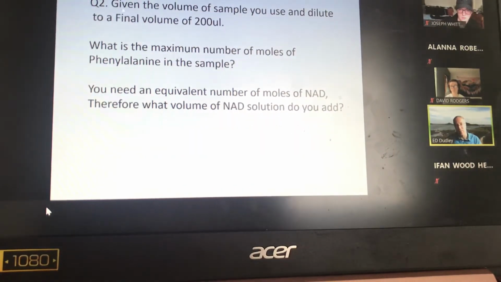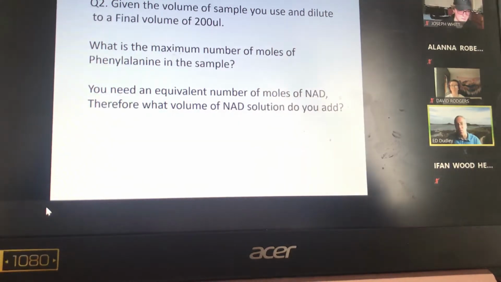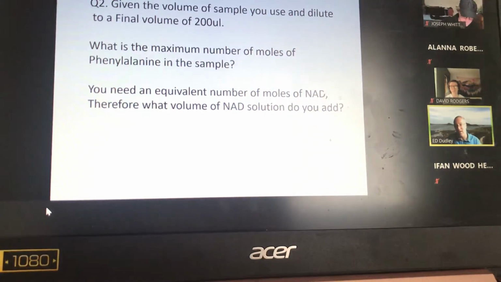So question 2 is basically, given that the volume of the sample we use, when we're going to use 100 microliters, what's the maximum number of moles of phenylalanine in the sample? Not concentration, but the actual physical number of molecules that need to be converted. This is important because you're going to need an equivalent number of moles of NAD. You never want the NAD co-substrate to be a limiting factor. If you've got 10 moles of phenylalanine to react, and you've only got 8 moles of NAD, you won't be able to react the last 2 moles of phenylalanine because you'd have run out of NAD.